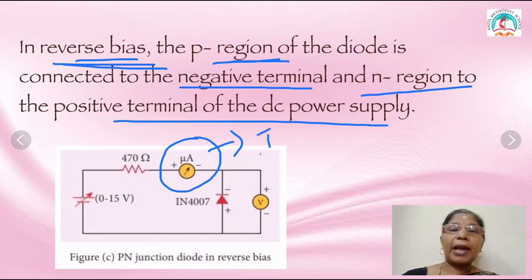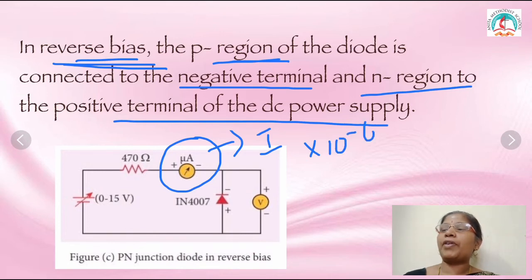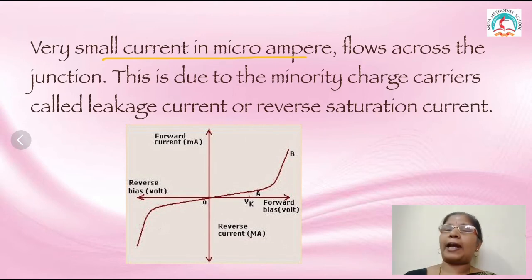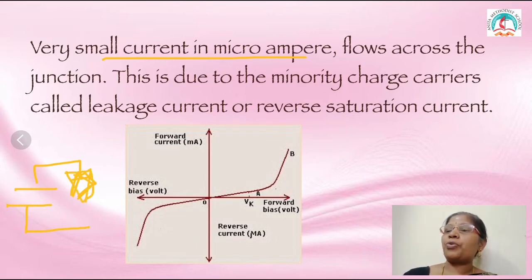So you are using a microammeter. Micro means the value is equal to 10 power minus 6, and the meter is used to measure the value of current. In the reverse bias side, a very small amount of current is produced, because the negative is connected to the positive end of the diode. Like this, it is a positive one and this is a negative one.